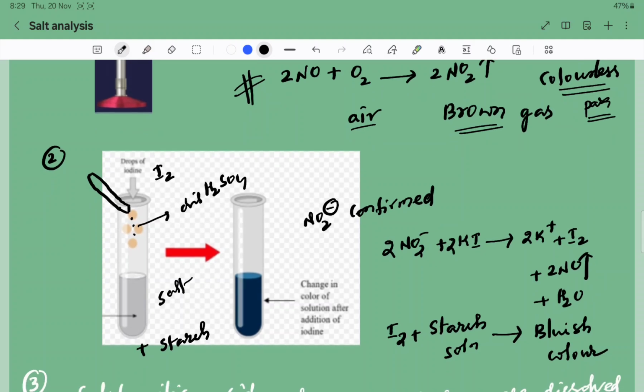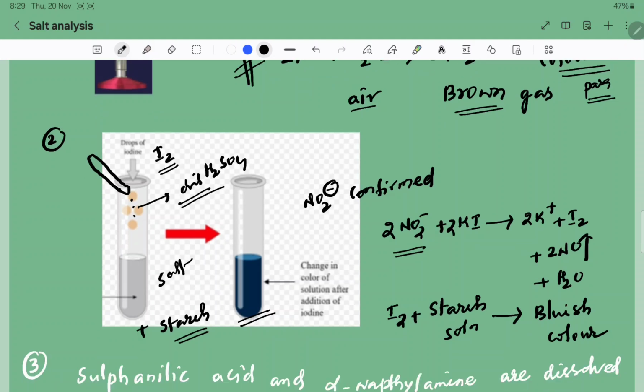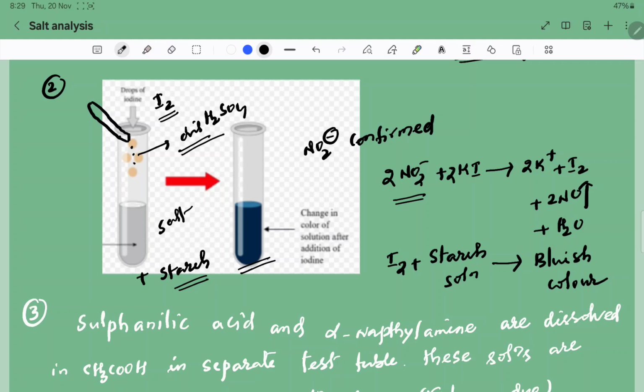Now look at, student, the confirmation test we will discuss. Take that nitrite containing salt, add diluted H2SO4, then add drops of iodine, then add starch solution, student, then the compound is colored bluish. After adding the starch, the color of the solution is blue, which indicates what, student? Nitrite ion is present.